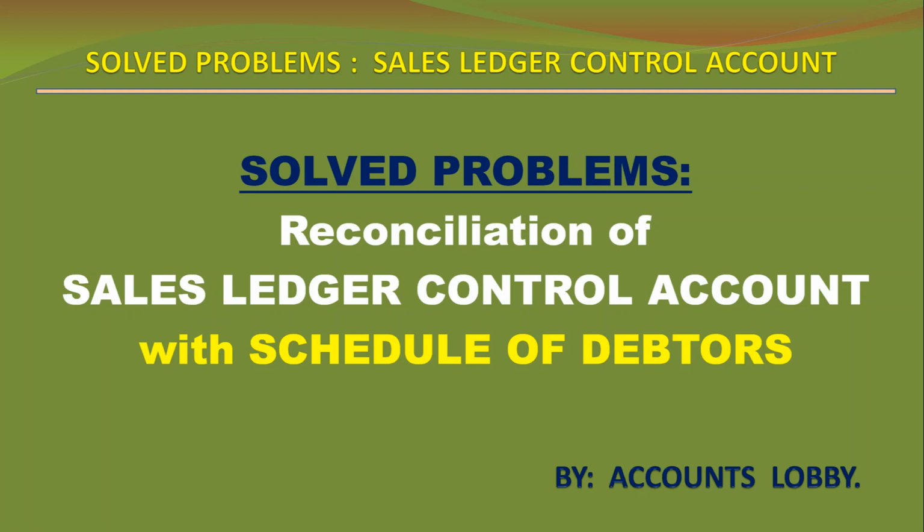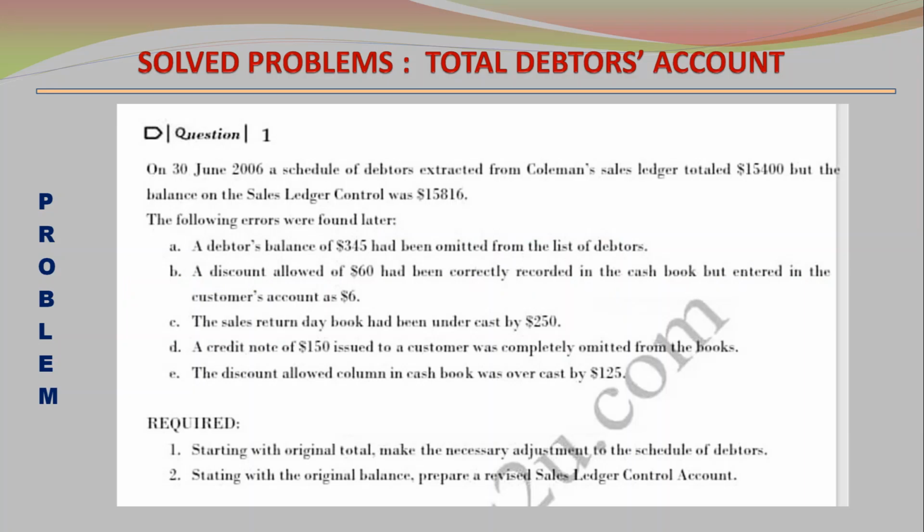Solved problems. Sales ledger control account. Reconciliation of sales ledger control account with schedule of debtors. Problem. On 30th June 2006, a schedule of debtors extracted from Coleman's sales ledger totaled 15,400, but the balance on the sales ledger control was 15,816.